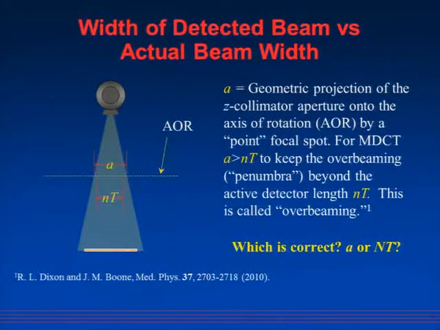And so the geometric projection of the z-axis collimation onto the axis of rotation by a point focal spot has been referred to in the literature. Dixon and Boone have talked about this, and Dixon has talked about this a lot. Generally, the symbol used in their papers and in TG 111 is just the letter A. For MDCT, A is greater than NT, to keep the overbeaming penumbra beyond the active detector length NT. This is also called overbeaming.